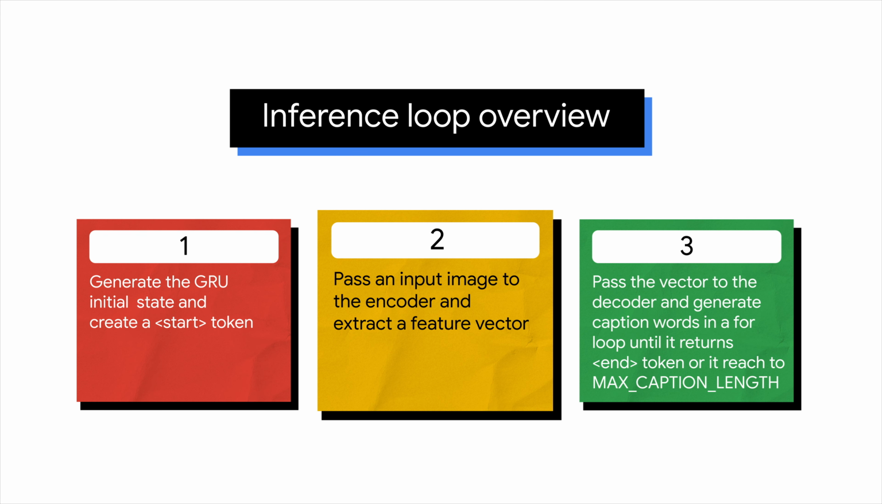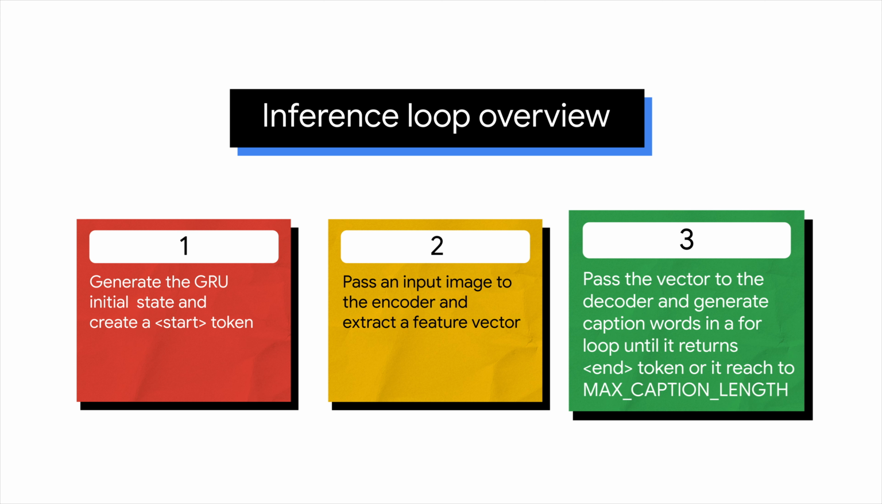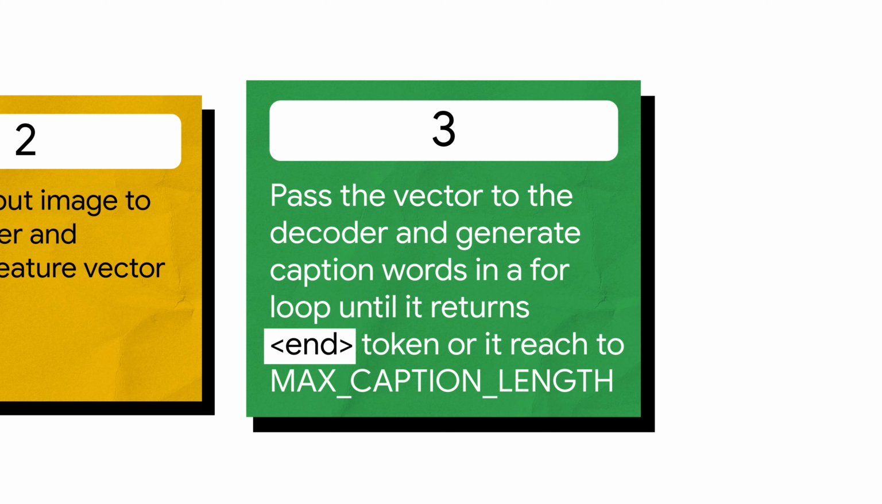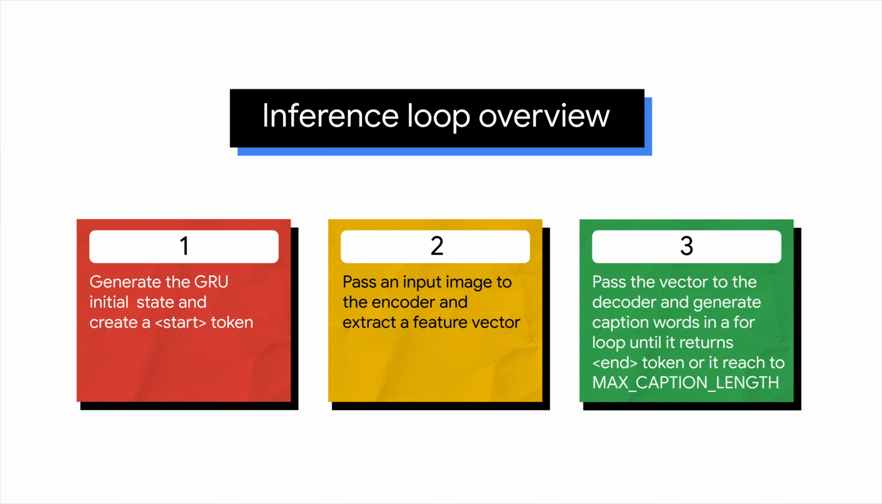Number two, pass an input image to the encoder and extract a feature vector as we discussed. And number three, pass the vector to, this time, the decoder, and generate a caption word in the for loop until it returns the end token or it reaches the max caption length, which is just a hyperparameter specifying some number like 64. And in this for loop, we define all the procedures of caption generation by calling the decoder autoregressively. The end token is a special token too, which means the end of the sequence. So when our decoder generates this token, we can finish this for loop. Or you can go out of the loop when the length of the caption reaches some number, max caption length.